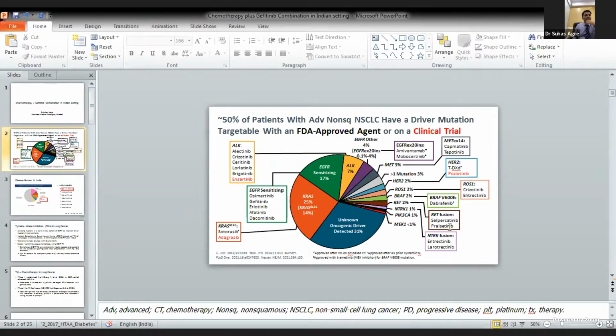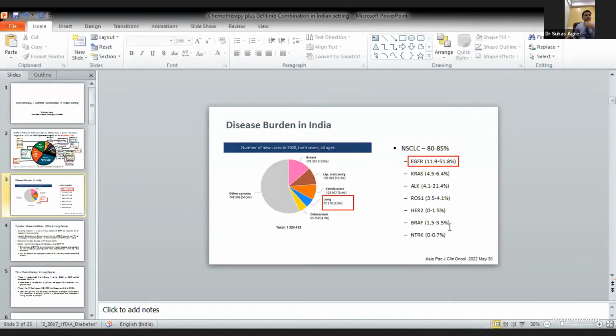This is the present scenario. We are able to identify the different driver mutations, and the problem is that the disease burden is quite high in India. Okay. So basically the EGFR incidence ranges from almost 12 to 50%. And we have seen in the various Indian studies, it is ranging from almost 30 to 40%.